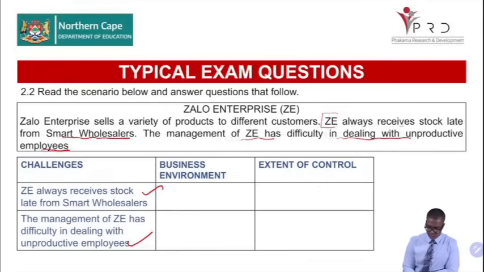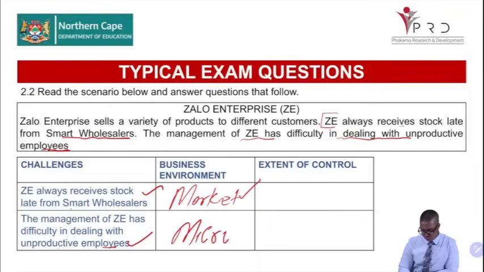So that's one. Then we go to what now? The business environment that is applicable. ZE always receives stock late from smart wholesaler. From what? Smart wholesaler. So regarding that, we look into it and say they are receiving stock late. So which environment? It is the market environment, because a supplier is a component of the market environment. Then we look into the management of ZE has difficulty in dealing with unproductive employees. Employees are inside the business. Therefore, this is your what? Micro environment.